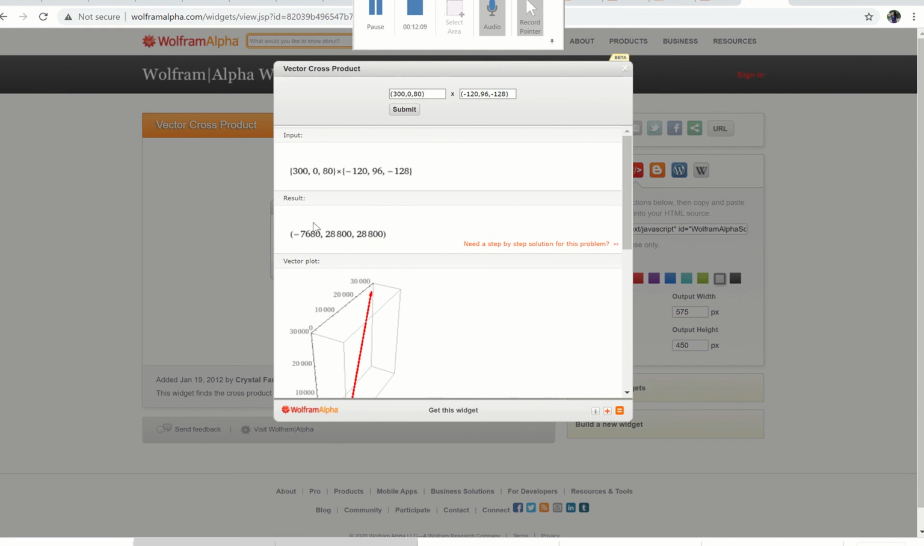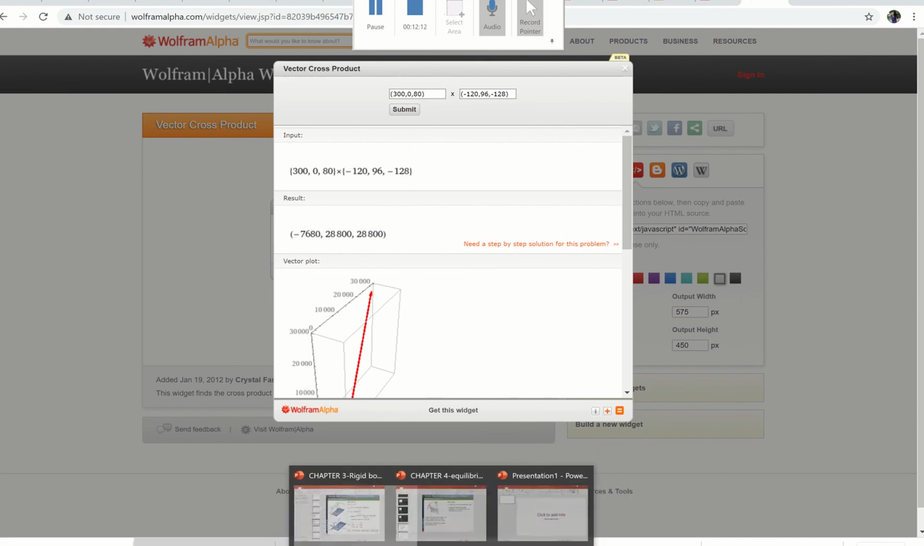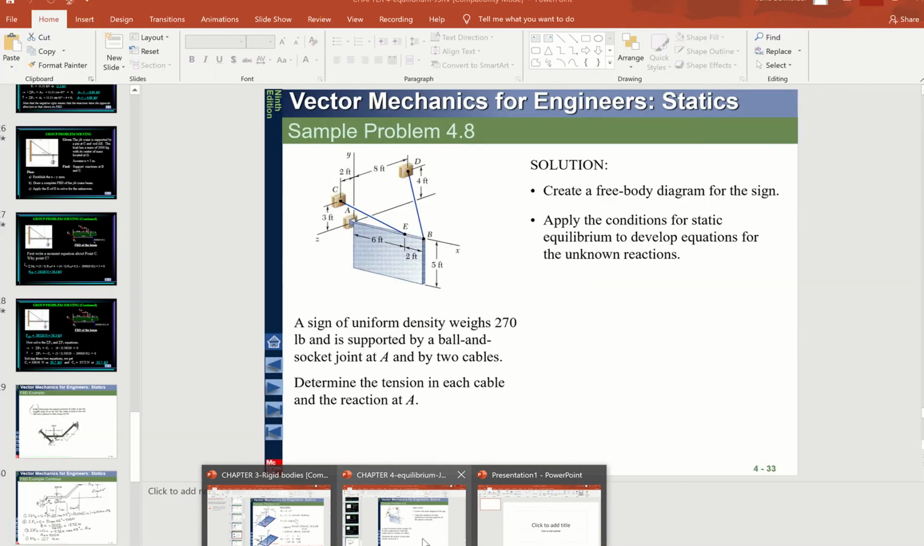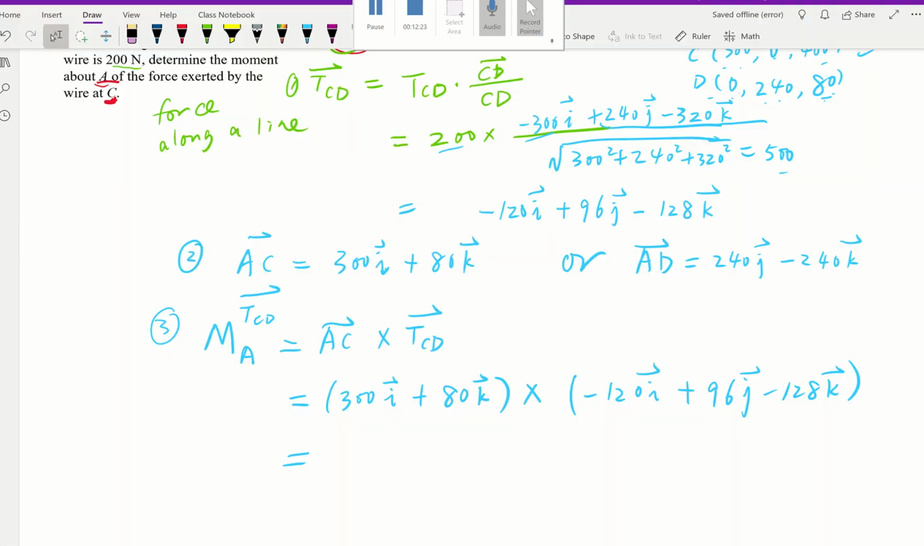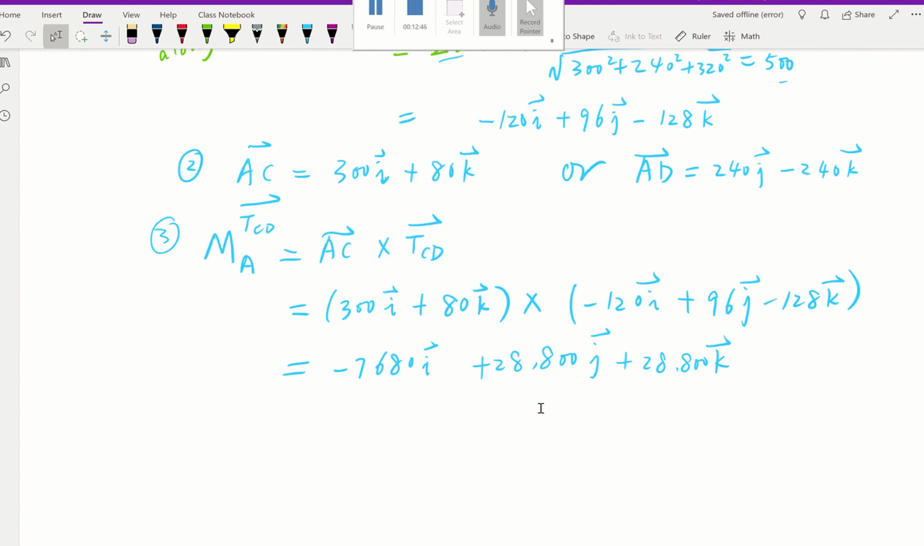As you can see, it's going to have I term, J term, and K term, which is what we expect because this is moment. Moment in 3D is going to have a direction. And let's go ahead put into our notebook here. So bring this answer in. I have negative 7680 for I term, and the J term is 28800J term, and our K term is 28800K term as well. So now what I'm going to do is, if you happen to use a different position vector, and if you have using AD, we're going to see if we're going to get the same results, right?